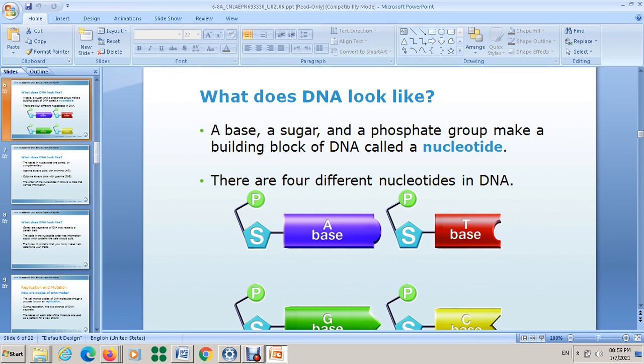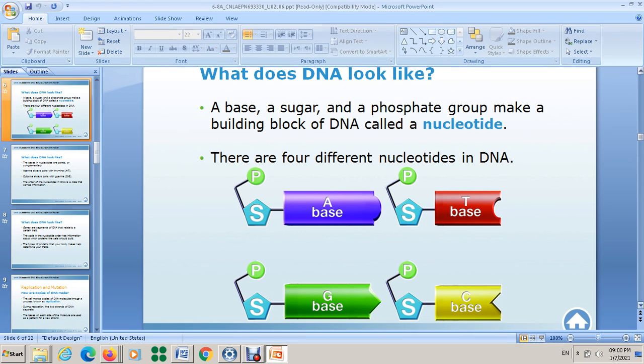I want you to look at this one here. It shows a base, sugar, and phosphate group that make the building block of DNA, called, as we said, a nucleotide. There are 4 different nucleotides because we have 4 different nitrogen bases. Okay, you can see this one now.